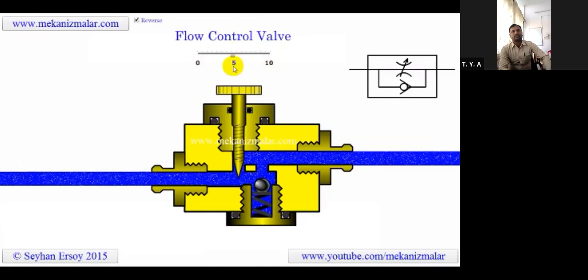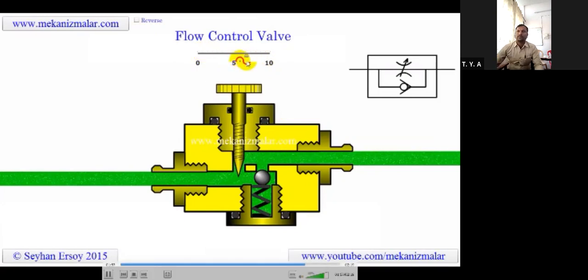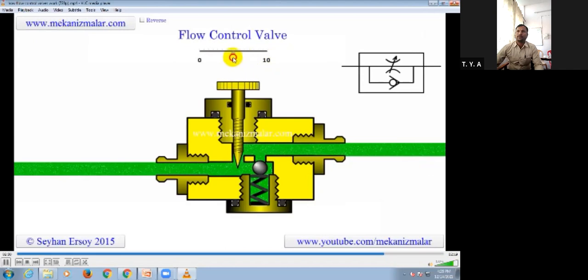Flow control valves have many applications, but they are mainly used in meter in, meter out and meter in out circuits. I will do animation of these three important circuits in near future. Also shown in here is a circuit symbol of a flow control valve.